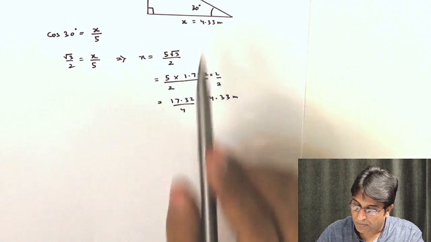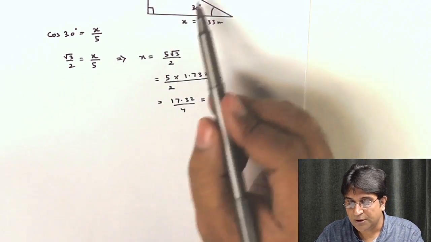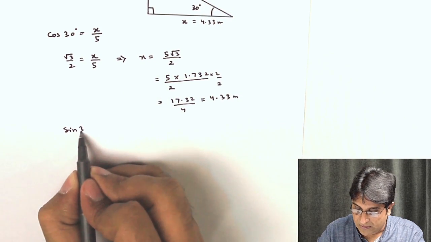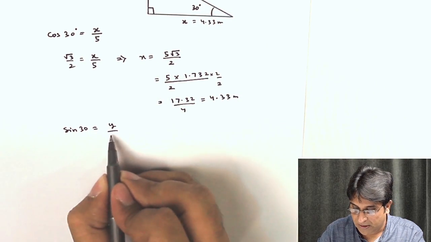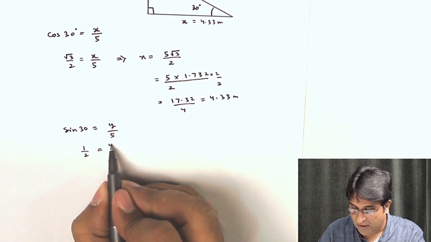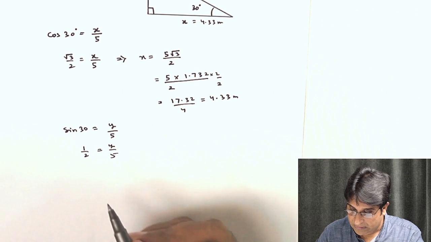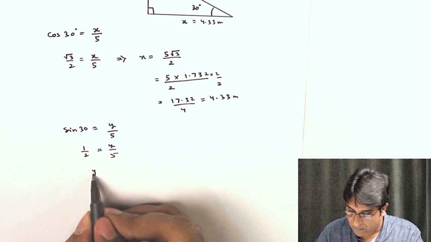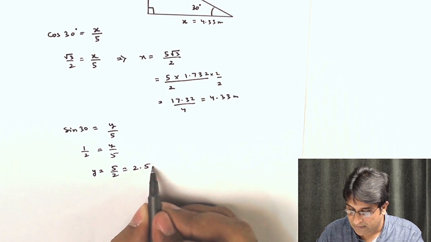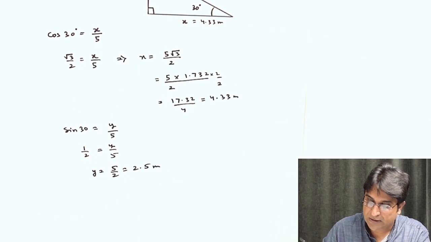Now let's find y. Y is the opposite and we know the hypotenuse. So what ratio involves opposite and hypotenuse? Sin theta. So we'll use sin. Sin 30 is opposite by hypotenuse. Now what is sin 30? Half. So half is y by 5. Sin 30 is half here. So y is equal to 5 by 2, which comes to 2.5 meters. So this value is 2.5 meters.